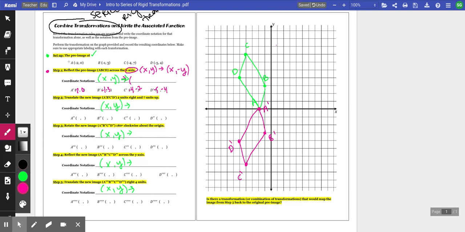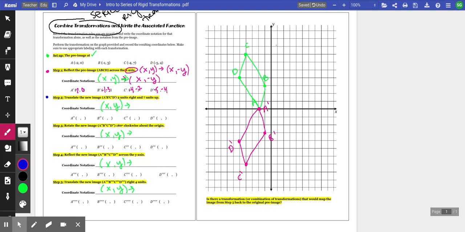So to get from the pre-image, the green one, to the pink one, I am doing x is staying the same and y is becoming opposite. So we just have to remember going back to the green one when we write the coordinate notation. So I'm actually going to do blue for this next one. I'm now going to be transforming this new pink one, my new image.